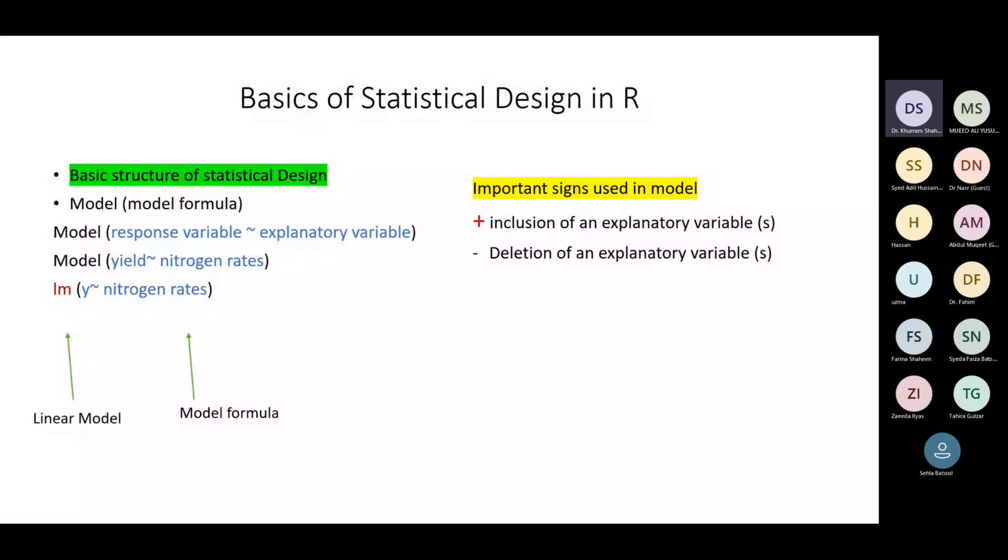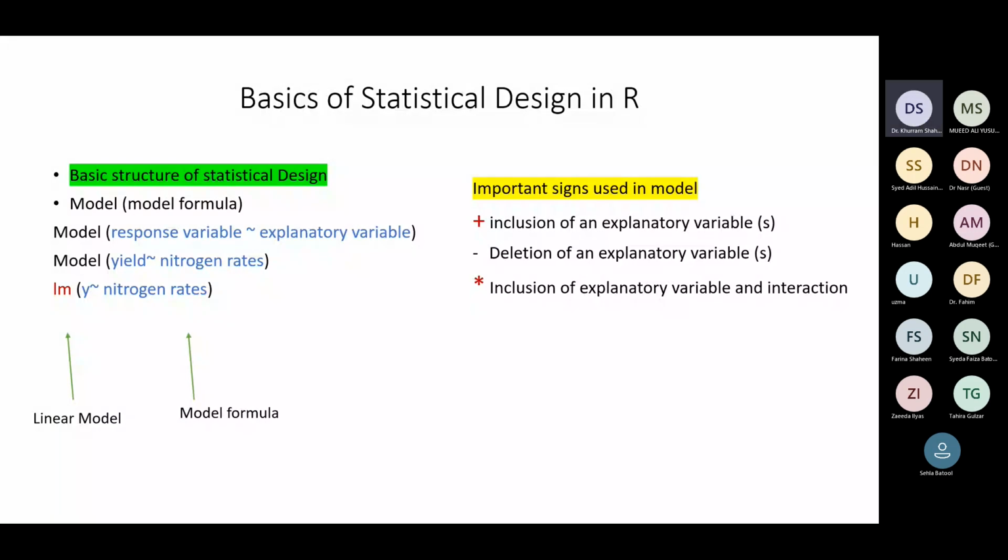And then the inclusion of explanatory variables and interactions. With the plus sign, the interactions will not come, but it will show the individual effects of every treatment variable, every explanatory variable. But when you use the asterisk sign, then R will show you the interaction also. So if you want to see the interaction of two independent variables, you can use the asterisk sign in the model formula between the two independent variables.